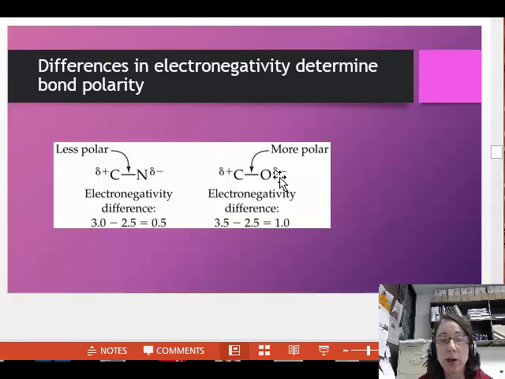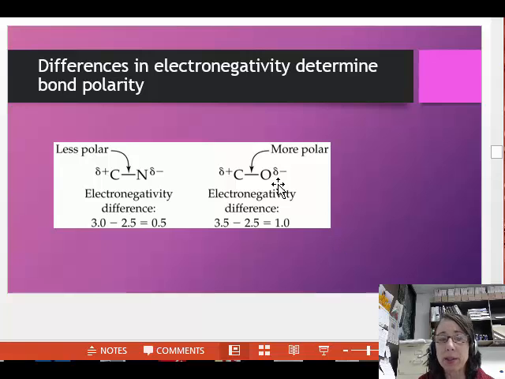Likewise, oxygen has a higher electronegativity than carbon, so it is assigned the partial negative charge, while carbon has the partial positive charge in the carbon-oxygen bond. The atom with the higher electronegativity value will have the partial negative charge. You will need to be able to assign partial charges by using electronegativity values from figure 4.6.